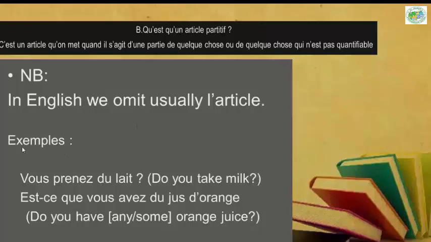Exemple, en français, when I'm saying vous prenez du lait, do you like milk? You want to take it? Est-ce que vous avez du jus d'orange? You have any orange juice? Do you have any or some orange juice? Okay. When you translate, watch out for this article partitif. When you translate it, you're talking about some or any or a part of the kind.